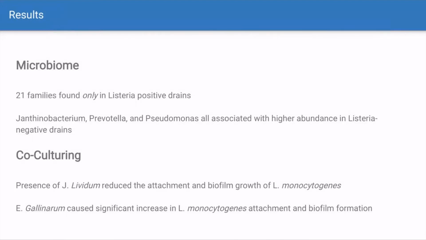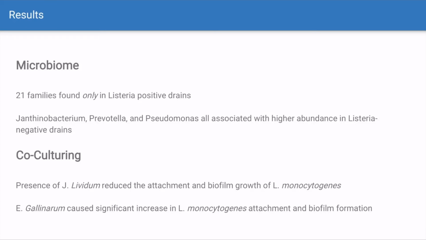And looking at the microbiome, they found that there are 21 families that were present only in the Listeria positive drains. And 3 families in particular were all associated with a higher abundance in the Listeria negative drains. So they wanted to confirm that there was a protagonist-antagonist effect here. So they did some co-culturing experiments, and they found, yes, Xanthinobacterium lividum reduced the attachment and biofilm growth of Listeria monocytogenes, while E. gallinarum caused an increase in biofilm formation of Listeria monocytogenes.